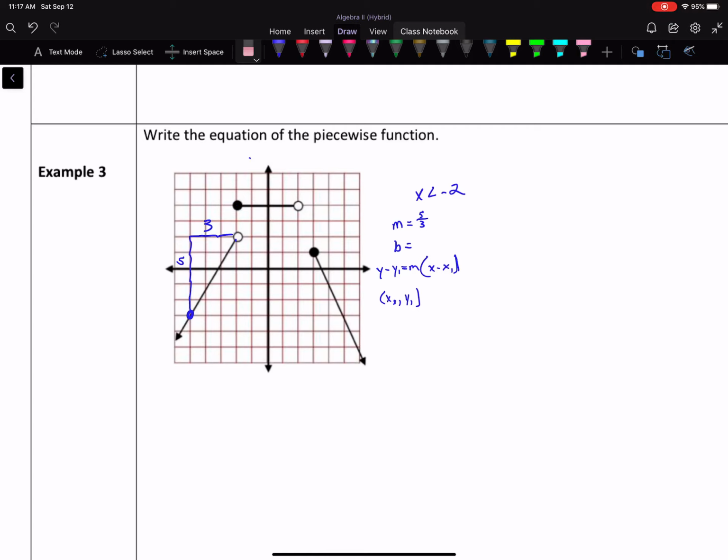Erase some of this work. I'm going to go ahead and use this point right here. The coordinates of that point are -2, 2. So y minus 2 equals 5/3 times x minus -2. Let's go ahead and clean this thing up. y minus 2 equals 5/3 times x plus 2. We got two negatives back to back right here, so you might as well clean that up.